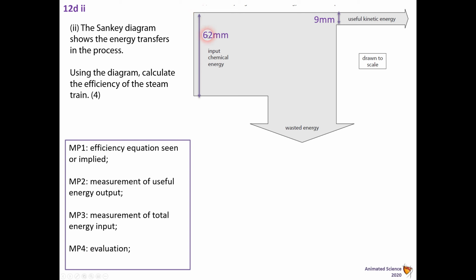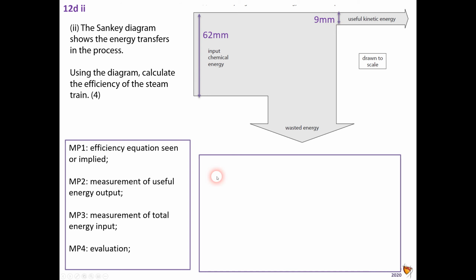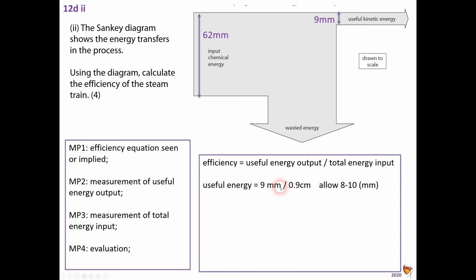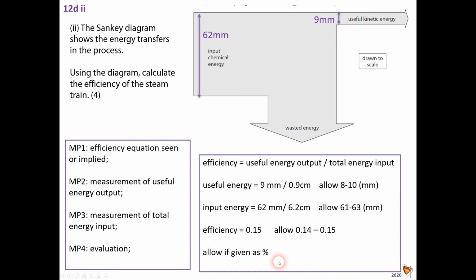Now, I've measured, and I've got 62 millimetres and 9 millimetres. So the input was 62, and the useful is 9. And the wastage you could also measure as well. So efficiency is useful over total. So I've said 9 millimetres or 0.9 centimetres. They would allow a range of 8 to 10 millimetres. The input 62 mil or 6.2. They will allow 61 to 63. The efficiency then will be 0.15. If I've done the 9 over the 62, they'd allow 0.14 to 0.15 as a range, and would allow it if it's given as a percentage as well. And that's it. So that's the whole paper done and dusted.